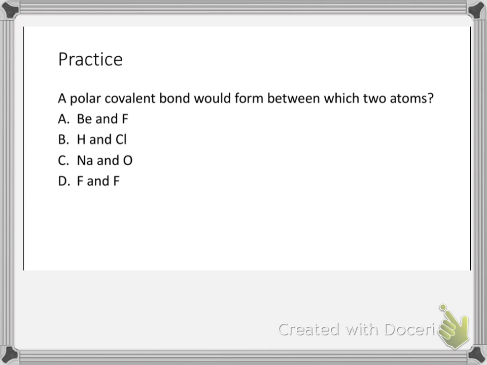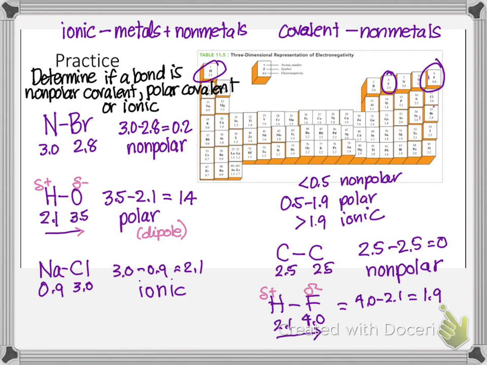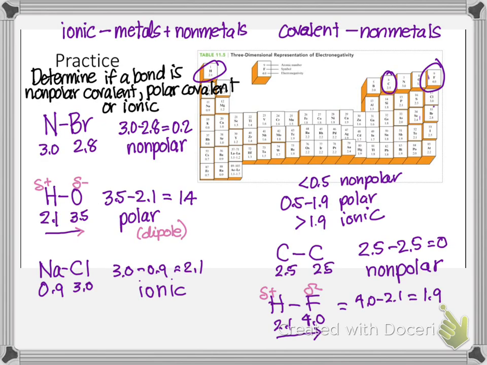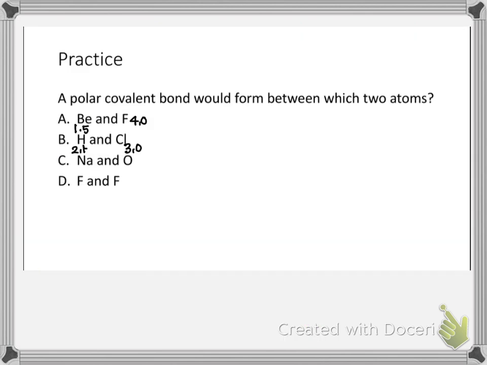Okay, so let's see. Beryllium. Well, I know fluorine is a 4.0. Beryllium, what's beryllium? I think it's a 1.5. I'm guessing. I know this is a 2.5. No, 2.1. Sorry, and a 3.0. I think sodium might be a 1? Let's look back. Sodium is a 0.9. Oxygen's 3.5. And fluorines are both 4.